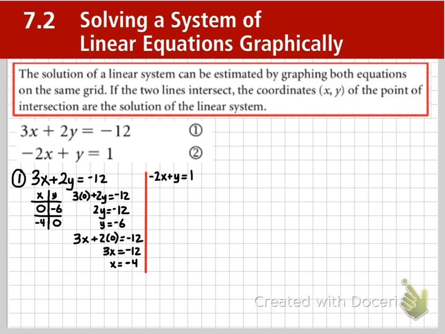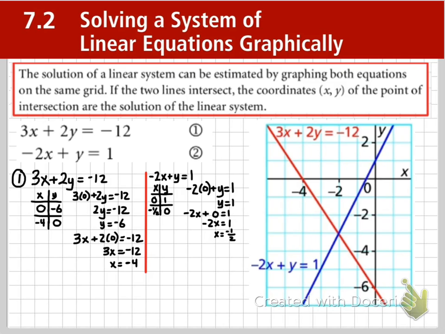For the second graph, if I plug in x is equal to 0, we'll get negative 2 times 0 plus y equals 1, or y is just equal to 1. And if y is equal to 0, that'll be negative 2x would equal 1. And dividing both sides by negative 2, we would get x equals negative a half.